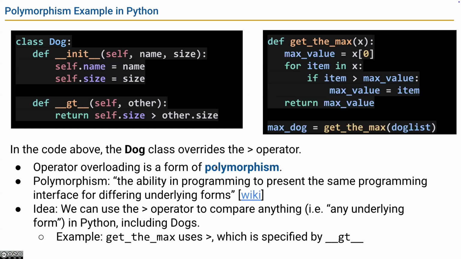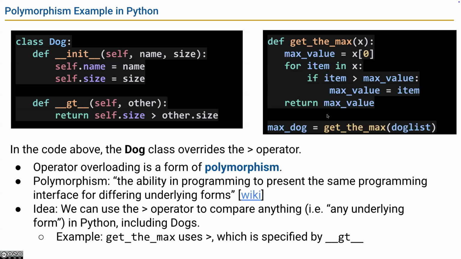That's the same interface. The interface is a greater than sign. And then there's underlying forms that the greater than could be. You could be comparing integers. You could be comparing strings or dogs or whatever else. So this is polymorphism. Over here is a function which uses the greater than operator in Python. It gets the maximum item from a sequence of items using greater than. And if I use this get the max on a list of dogs, I will get back the max dog. Any questions about this so far?